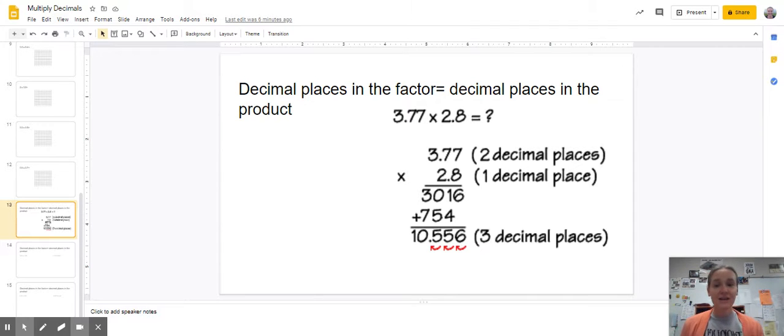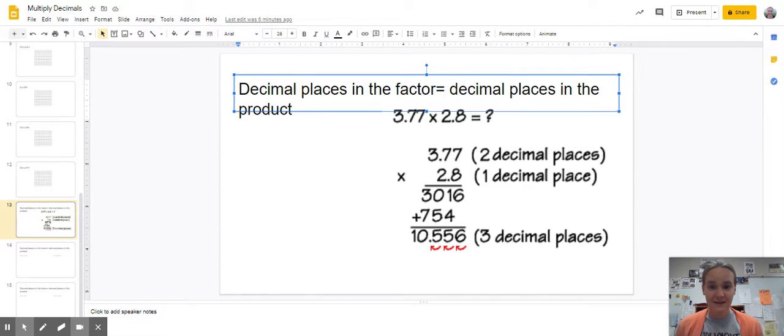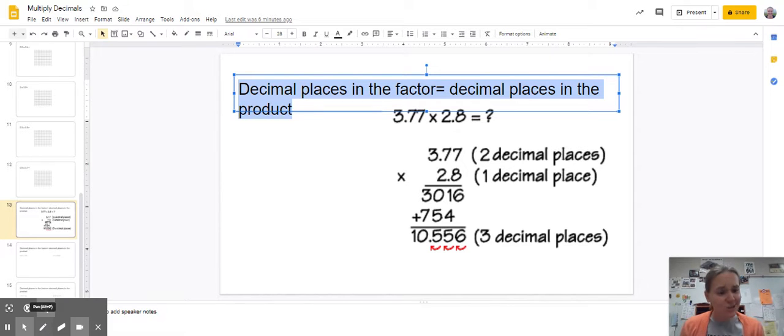Okay, write in your math journals, write down decimal places in the factors equal decimal places in the product. It's that easy. Decimal places in the factors equal decimal places in the product. Please write that sentence in your math journal. All right. For example, if I have this problem right here, 3.77 times 2.8.